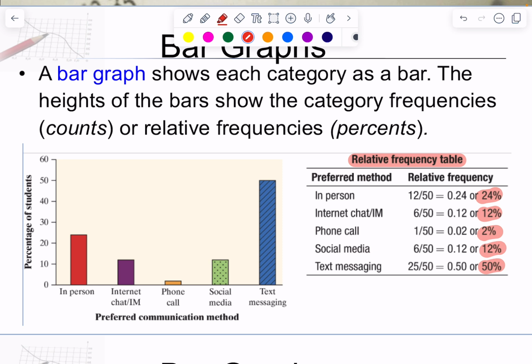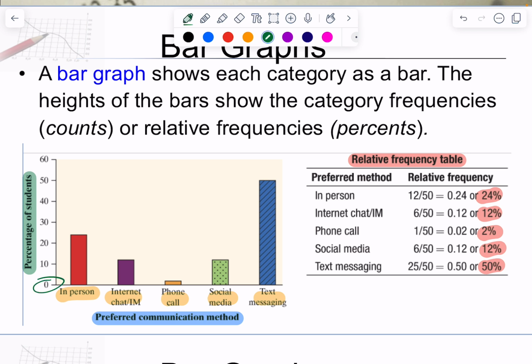A couple of things to note in the graph here. The x-axis we label with our variable, in this case, preferred method of communication. We also have each of the individual categories listed out, evenly spaced along that x-axis. Then, as far as creating the bars, we have to look at the y-axis, which is showing us the percentage of students. It's important to have that label so we know we're working with percentages or with counts, whatever the case may be. As we look at that y-axis, we notice that we start at 0.